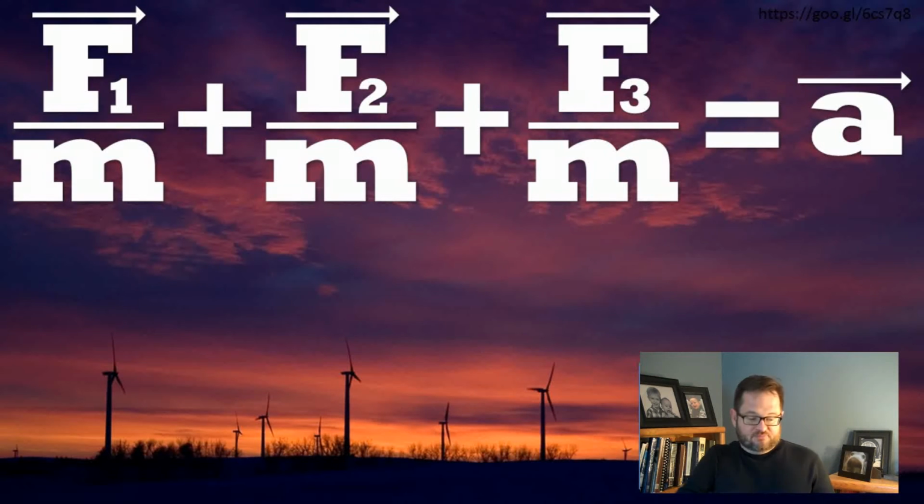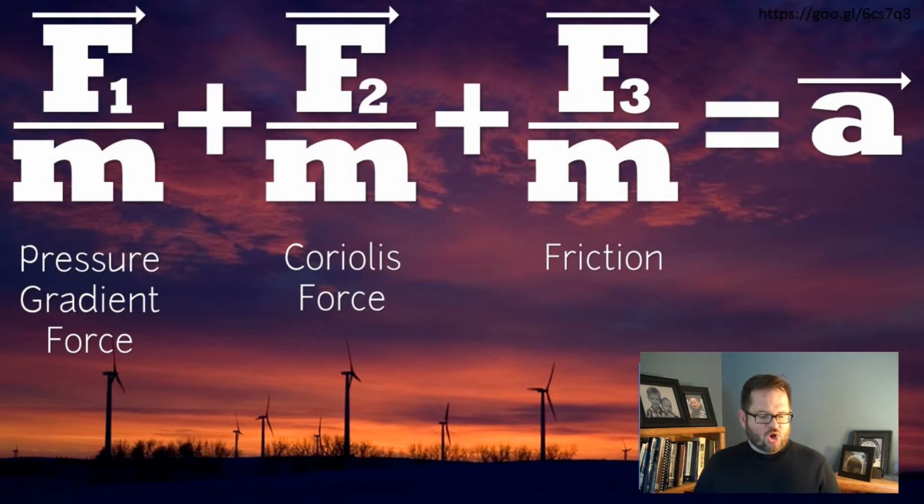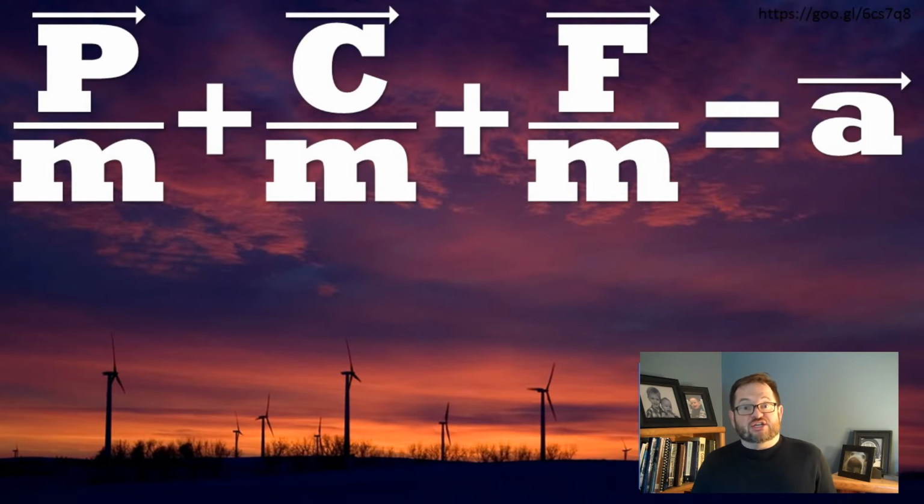And I had typeset it all up like this so that it was force 1, force 2, force 3, but now we can actually put some names on this. One of those forces is pressure gradient force, one is Coriolis force, and one is going to be friction. In fact, we don't even need this F1, F2, F3 anymore, because our book has been giving us notation: we'll use P vector to mean the pressure gradient force, C vector to mean the Coriolis force, and F vector to mean the force of friction.